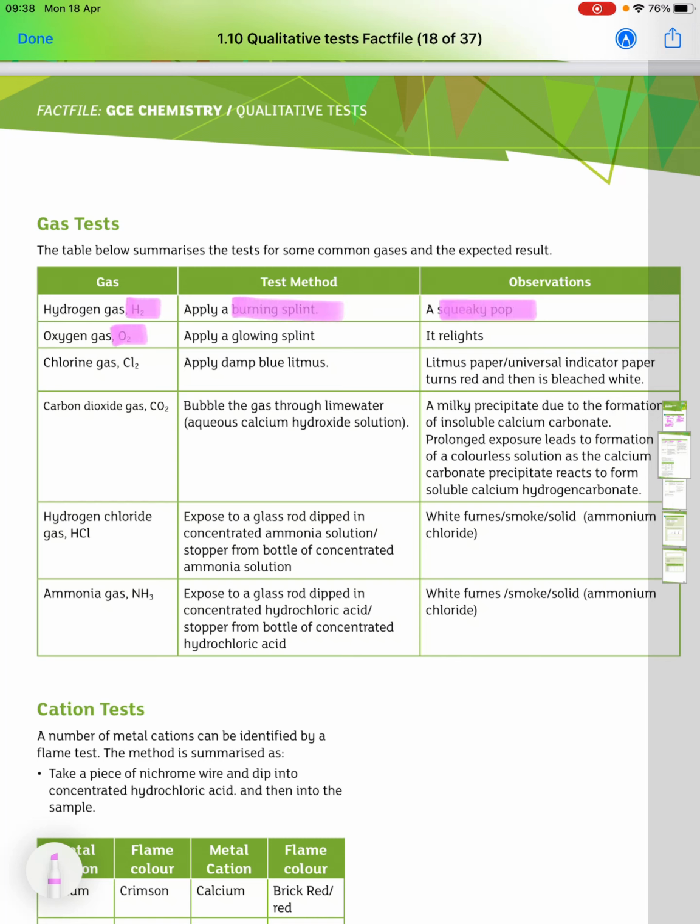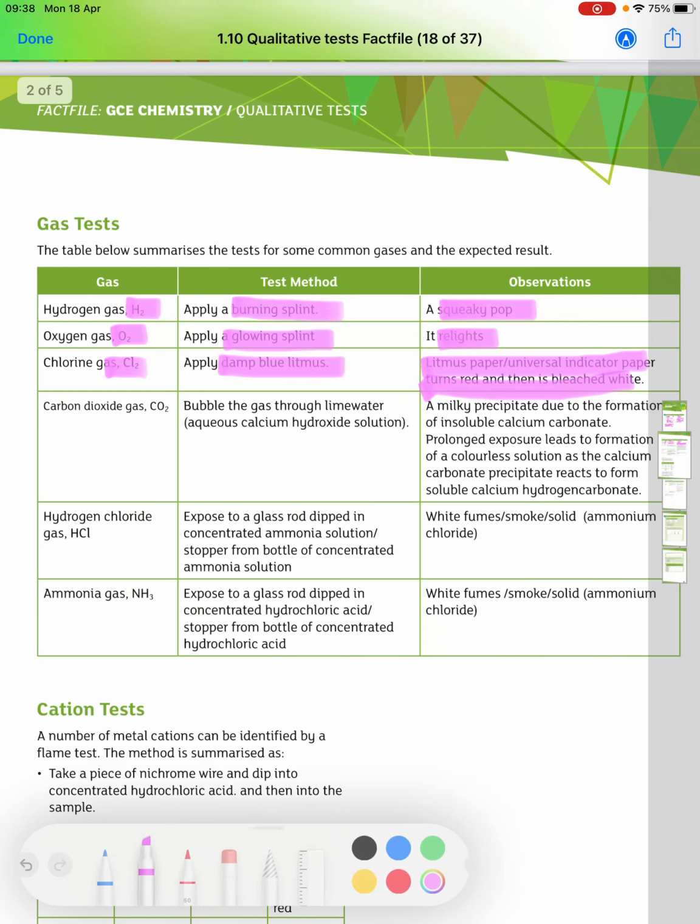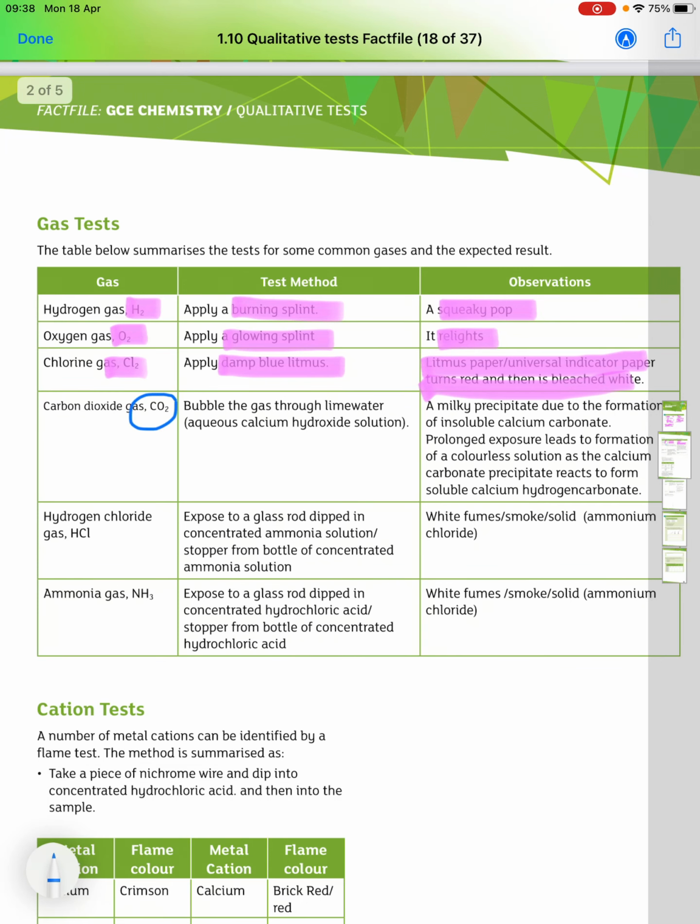So for hydrogen, we know that we apply a burning splint and we get a squeaky pop. For oxygen, it's a glowing splint and it relights. For chlorine gas, it's damp blue litmus, and the litmus paper or universal indicator paper turns red and is then bleached white.